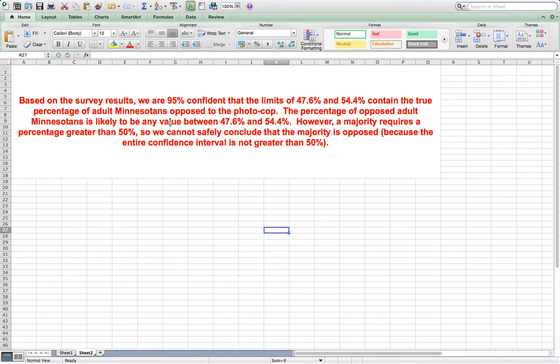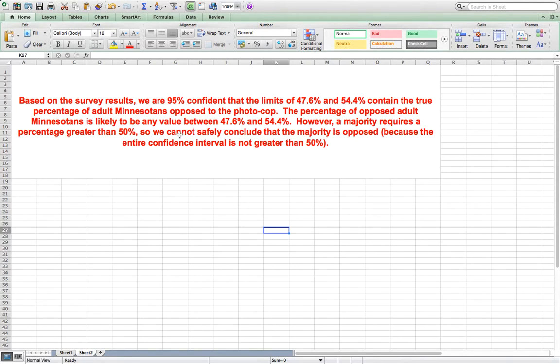Well, here is our conclusion. Based on the survey result, we are 95% confident that the limits of 47.6% and 54.4% contain the true percentage of adult Minnesotans opposed to the photocopy. Pay attention, this means the true percentage will be in this interval. The percentage of opposed adult Minnesotans is likely to be any value between those two values inside this confidence interval.